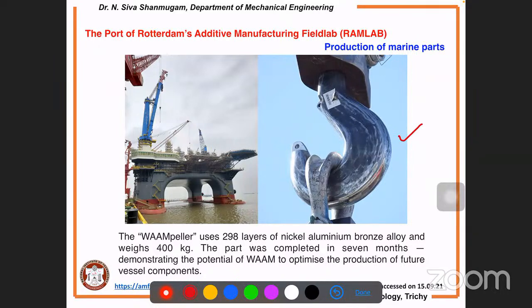and they have developed this 400 kg crane hook. Because as a real manufacturer, you can understand developing this crane hook is a very, very difficult task. Because there is a non-uniform change in the cross section. The thickness is also not uniform. So many things are there when you are designing the crane hook. So with this technology, you can use this.